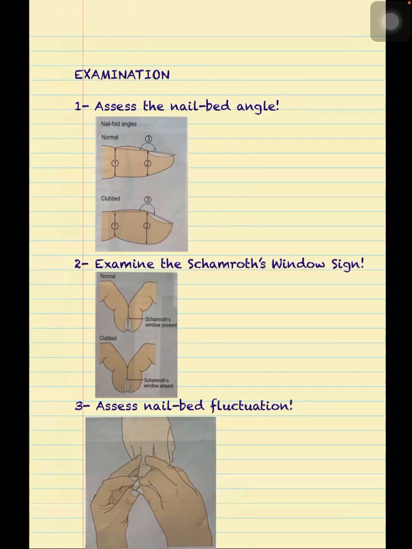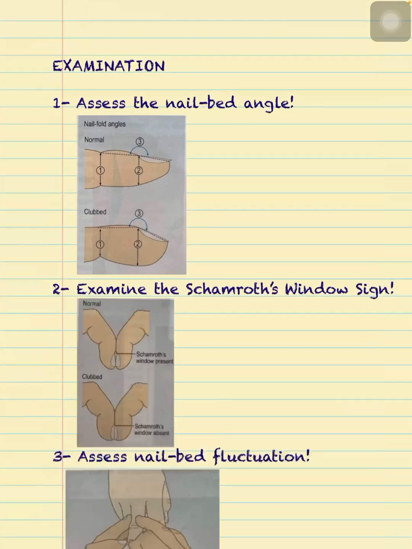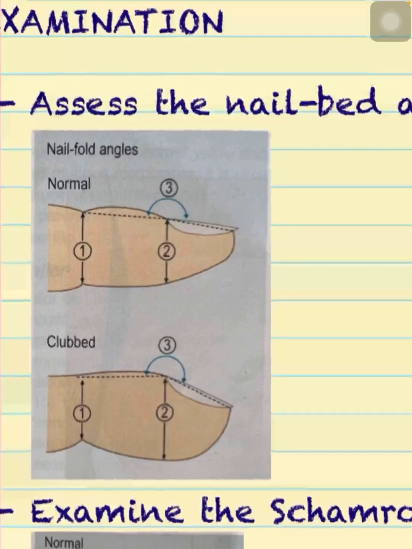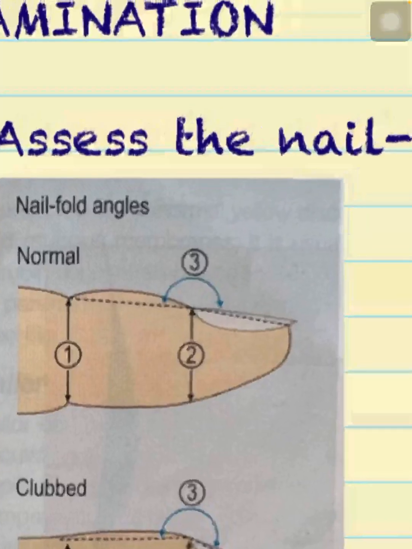Now, how do we assess clubbing, and how do we make sure that the patient has clubbing or see if it is clubbing or not? First of all, we have something called the nail bed angle. Now, as you see in the normal side of the picture, the nail bed should be somewhat straight within 180 degrees between the nail and the distal phalange skin fold.